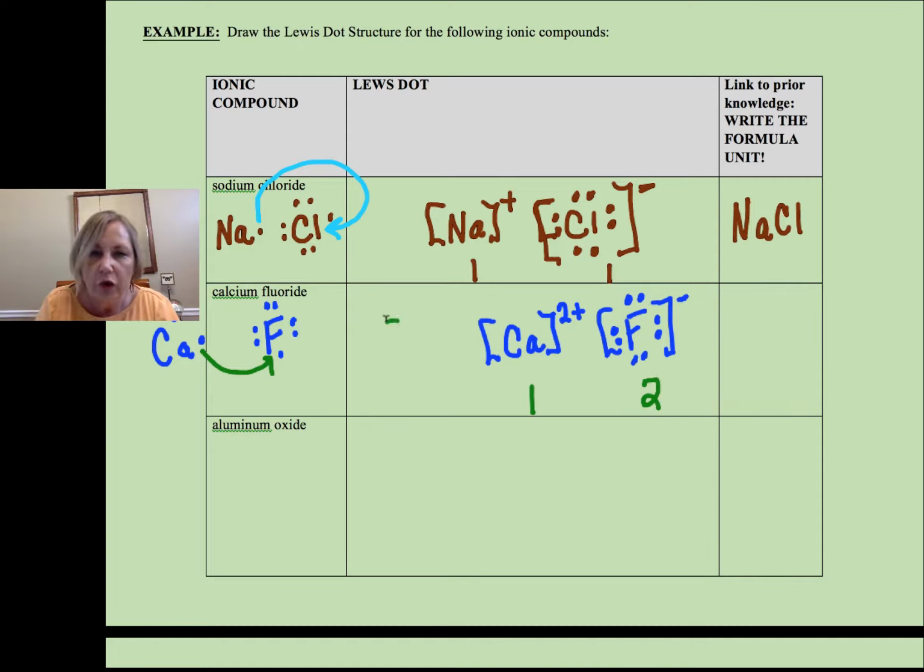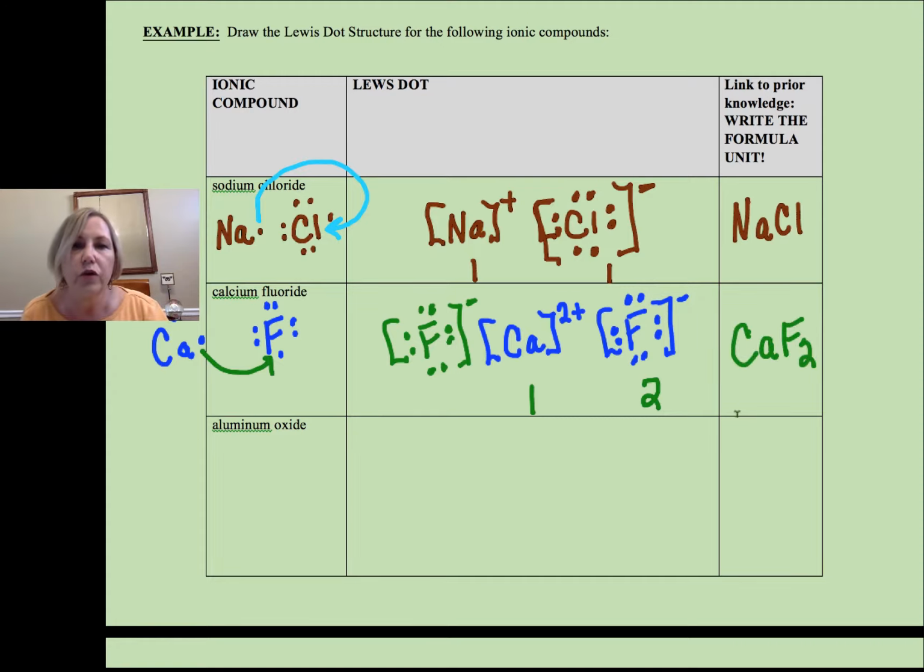So I'm going to draw that second fluorine, which is now a fluoride, because it's the negative ion of fluorine, on the side. So now I've got 2 negatives, 2 positives, and when I write calcium fluoride, I have a neutral formula unit. Okay, let's look at aluminum oxide.